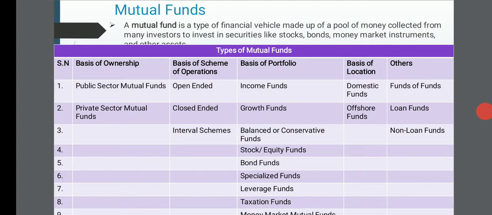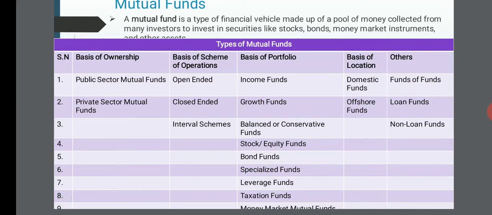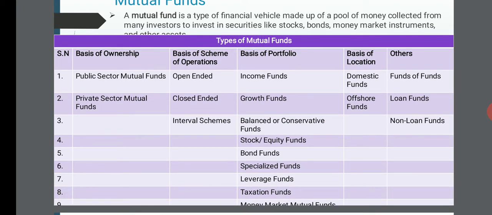Then open-ended funds, closed-ended funds, and interval schemes. Open-ended funds are open for subscription throughout the year. Closed-ended funds have a definite subscription period. Interval schemes are open for subscription within a time interval.